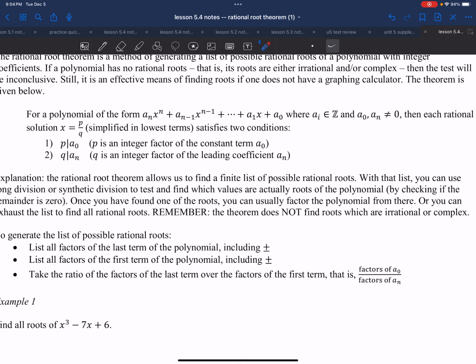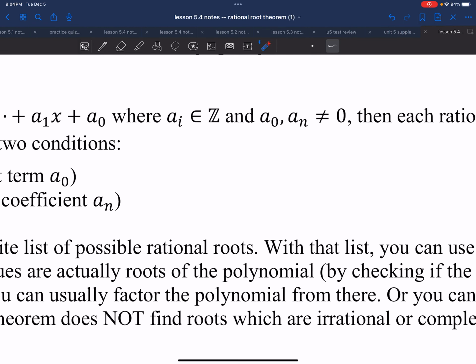The formal definition, just to talk about it briefly. It says, for a polynomial of the form a sub n x to the n plus a sub n minus 1 plus blah, blah, blah, this is just the general way we write polynomials, where a sub i is an element of Z. Okay, so what does that mean? A sub i, this is just the coefficients, right?